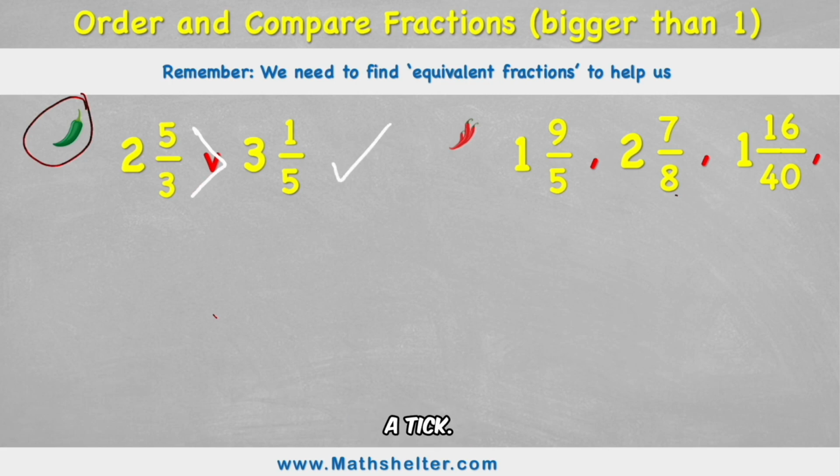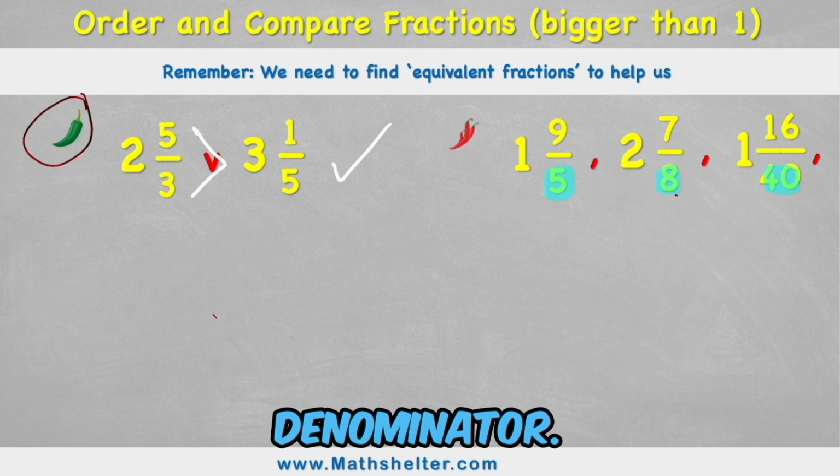Give myself a tick. Okay, but let's step it up a little bit and look at this really challenging one, when we have to try and order these 3 fractions. Well, again, we can see we have different denominators and we can't do anything when we have different denominators, so we have to find a common denominator.